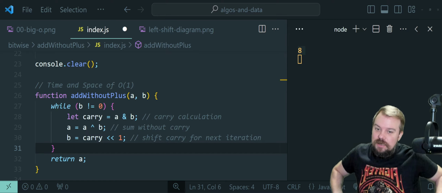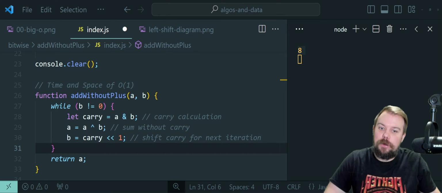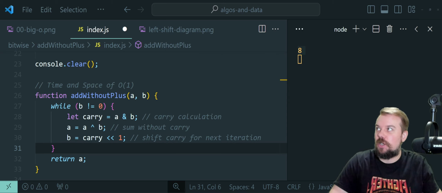Again, the space used doesn't scale to the size of the input. It remains constant, so the space complexity is also a big O of 1, just a flat line at the bottom, right? No big deal there.